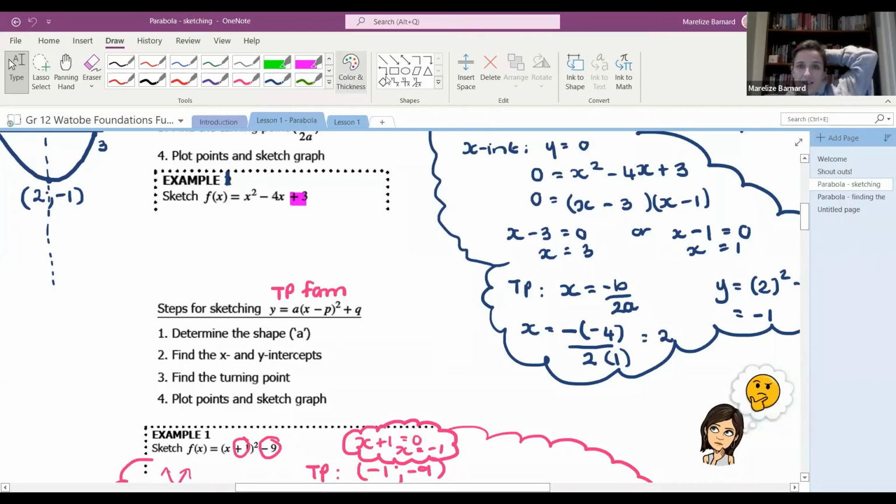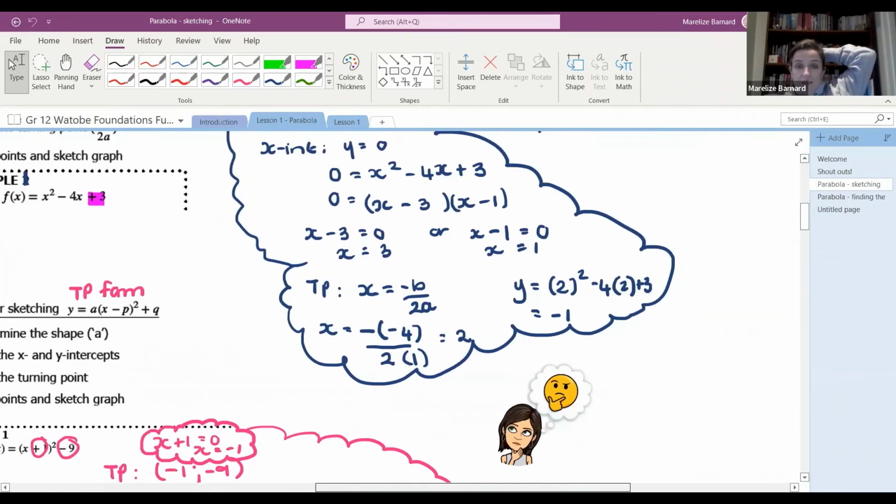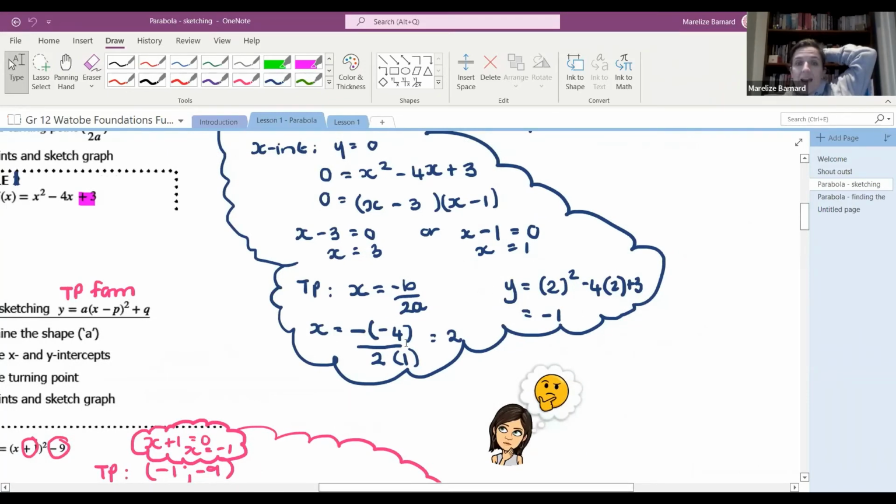I hope you were in the lesson, or maybe you came late, but we did that when we were sketching, and we said that you can find the coordinates of the turning point by using x is minus b over 2a, and then when you have that x coordinate, you sub it back into the equation to find the y coordinate. That's the one way if it's in standard form.